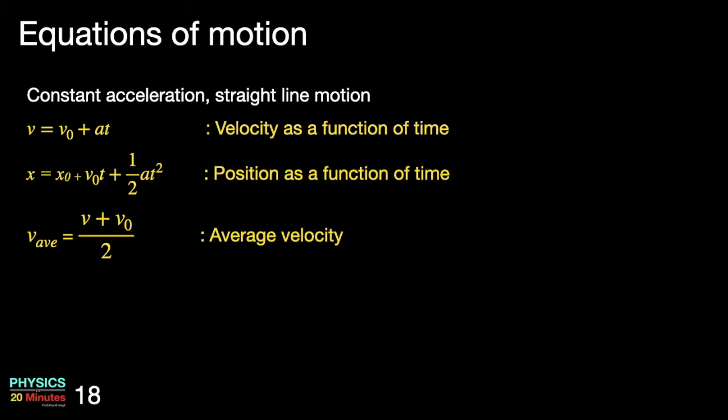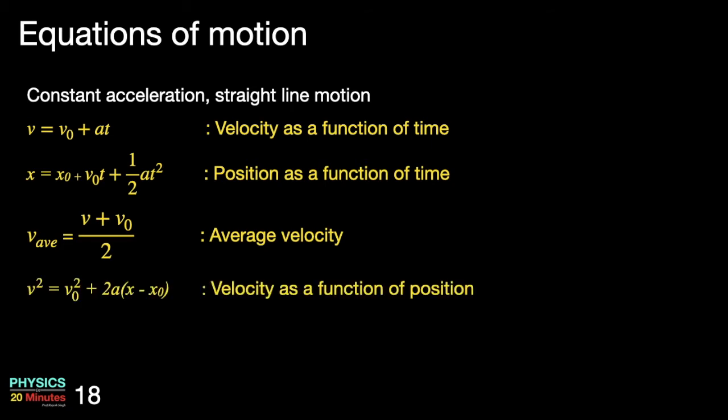Third equation, average velocity (v plus v0) upon 2. So if the acceleration is constant, then the sum of initial and final velocity divided by 2 gives you the average velocity. And finally, if time is not given but position is given and you have to find the velocity, then you can use this equation, v square is equal to v0 square plus 2a(x minus x0).